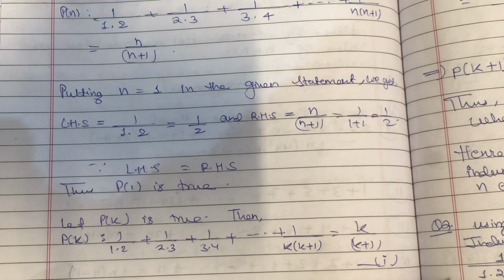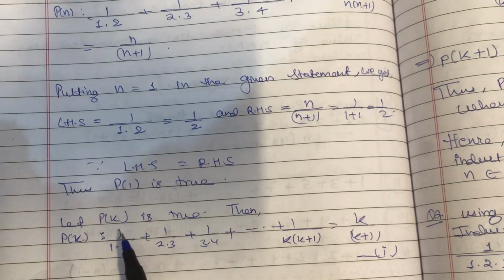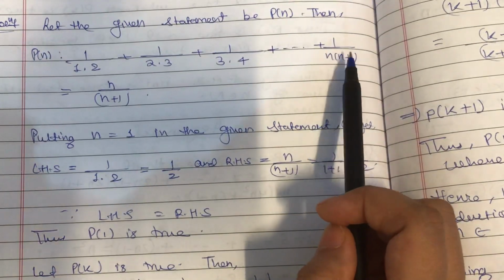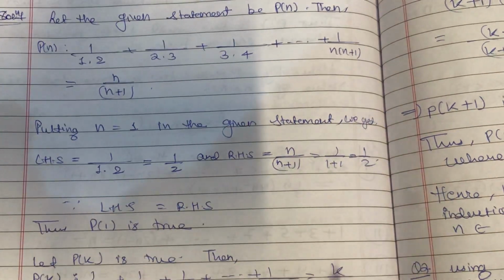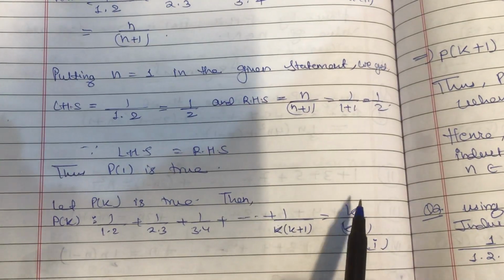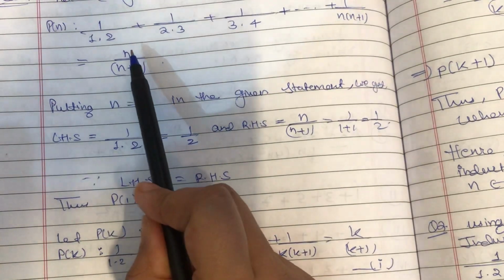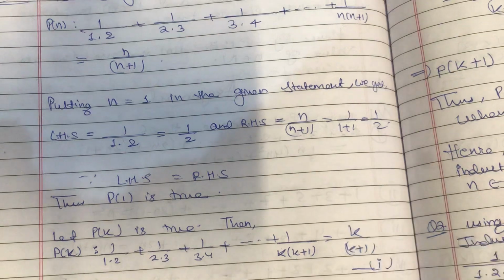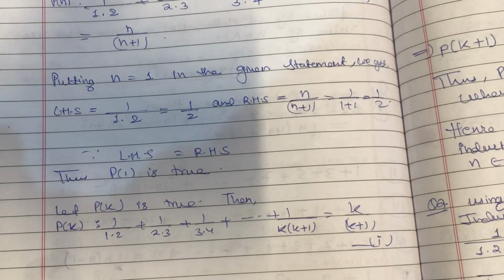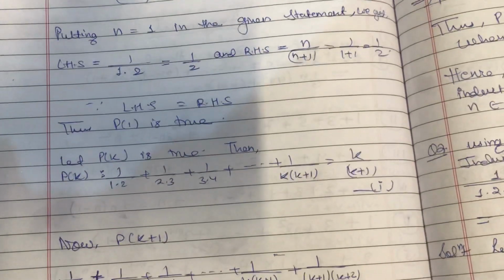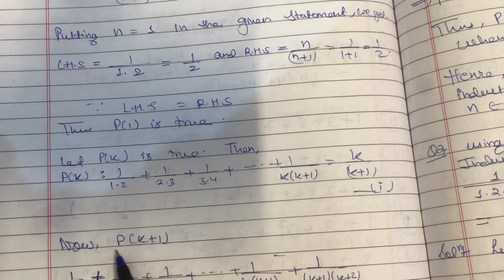Now, my step number 2, let us assume that P(k) is true. So if P(k) is true, in place of n I can write k, till the kth term it is true. So 1 by 1 into 2 plus this till this equals this much. This is my RHS, which in place of n I'm writing k by k plus 1. Now the third and the most important step is that I have to prove that for n equals k plus 1, the given statement is also true, that is P(k plus 1).